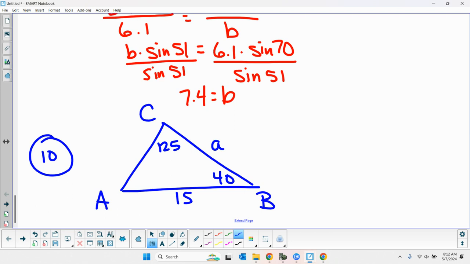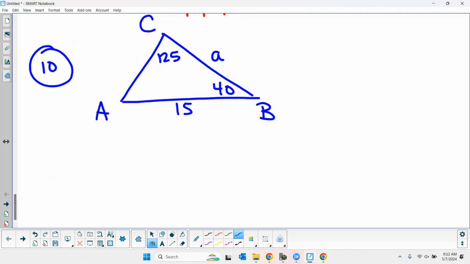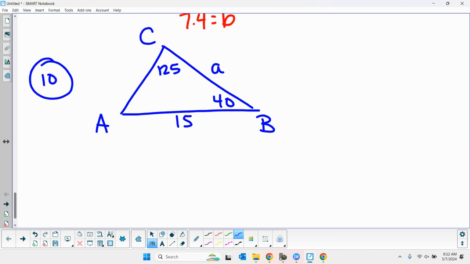So you got to do one extra step. What's that extra step that we didn't have to do in the last one? Find the other angle. What do we know about the three angles of a triangle? They add up to 180, right? So 125 plus 40 is 165. That makes this 15 degrees, right? To get to 180. Right, Riley?